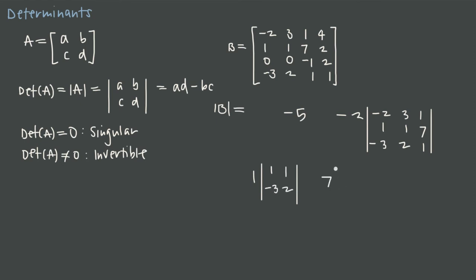And then we have our 7, which is going to be -2, 3, -3, 2. And then the last 1 in the third column, and that'll be -2, 3, 1, 1.